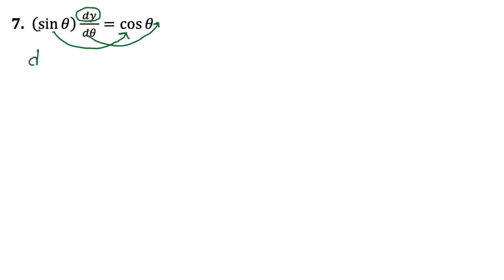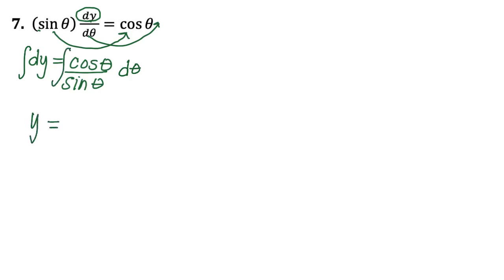So we're going to have dy equals cosine theta over sine theta d theta. Now we're going to integrate both sides, and I'm just going to integrate up here with the problem itself. So we're going to have y equals, and this is going to be natural log, absolute value of sine theta, and then plus c.